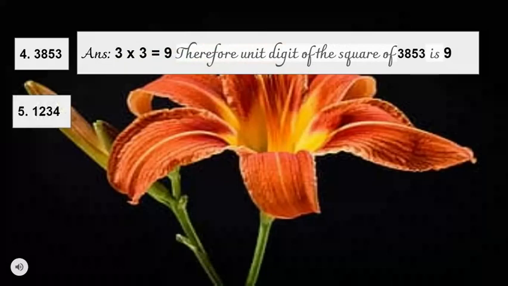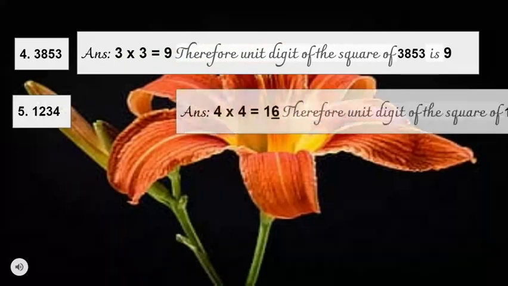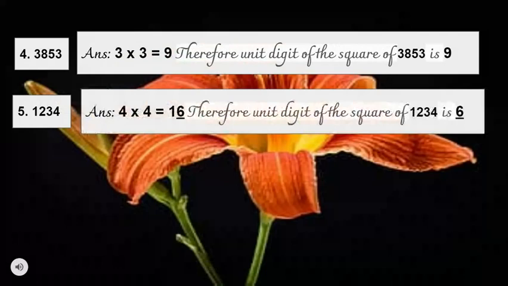Fifth number is 1234. Here what is at unit place? That is 4. So what is the square of 4? 4 square is equal to 16. So what would be the answer? The answer is 4 into 4 is equal to 16. Therefore, unit digit of the square of 1234 is 6.